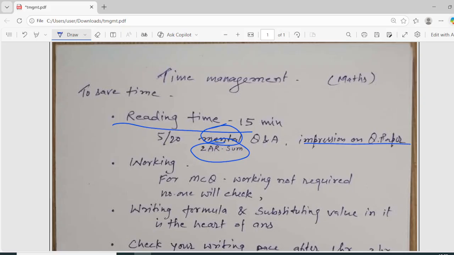Now, the second thing we can discuss: working, shall we do it or not? For MCQ working, we prefer to do the working for our safety, so that the answer should not go wrong at any cost. But it's not necessary to do the working for all the sums. Avoid the working for questions where it's not needed, or do only the needful steps where you are confident.